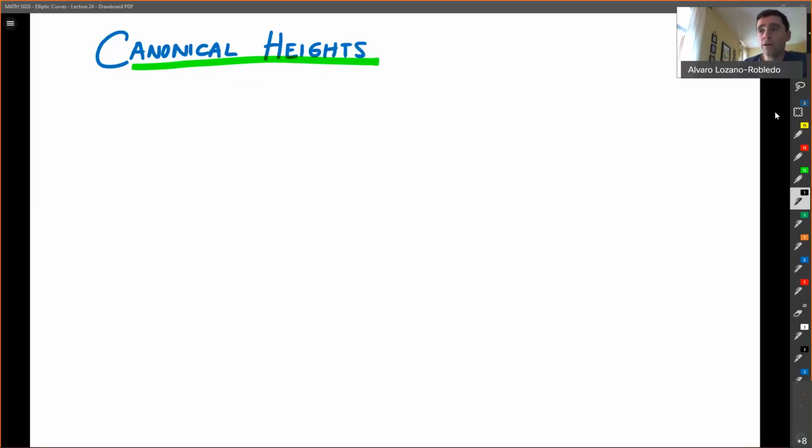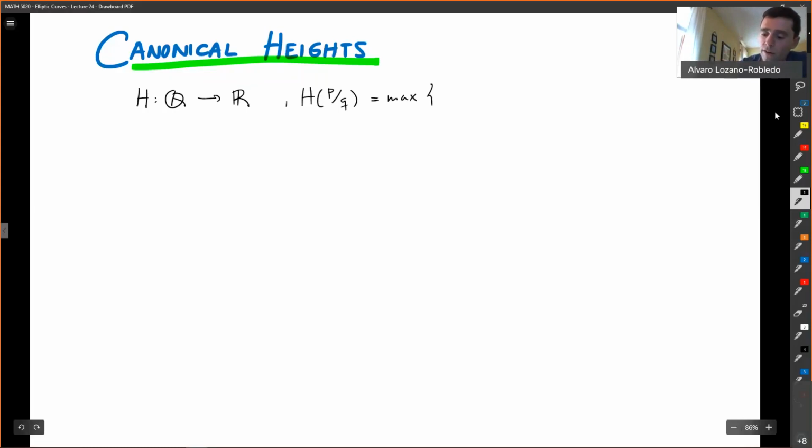Let's recall that we have a few heights already defined. We have a trivial height on Q. The height of a rational number p over q, with p and q already relatively prime, is the max of the absolute values of the numerator and denominator. So it just gives you a size for a rational number.